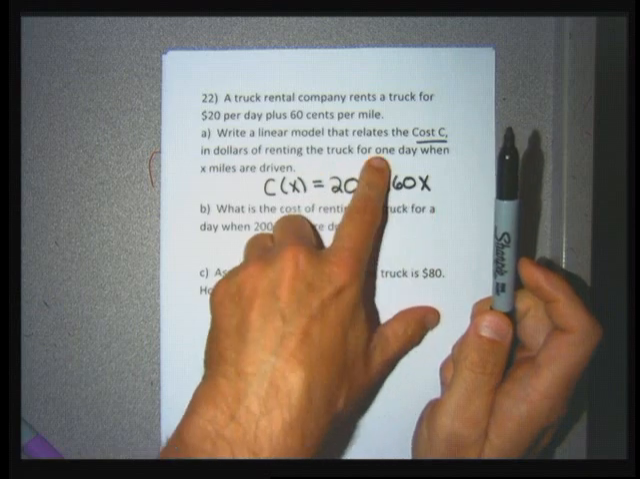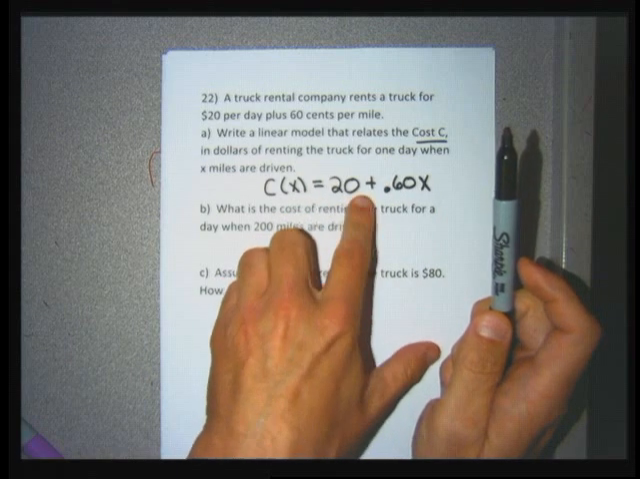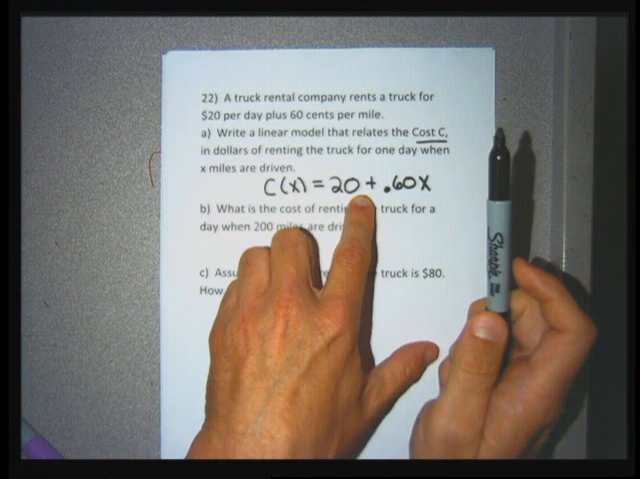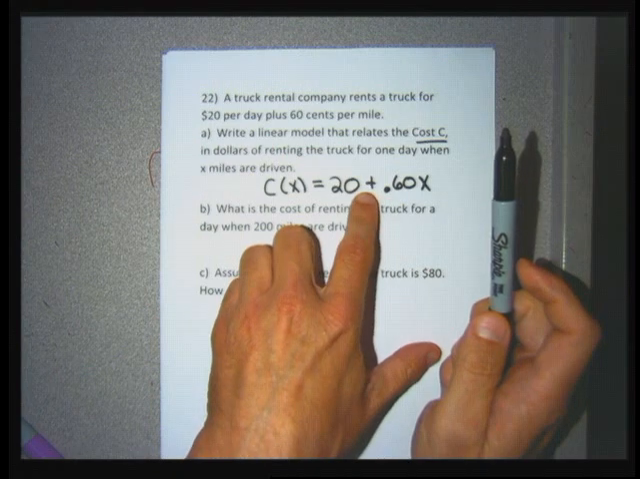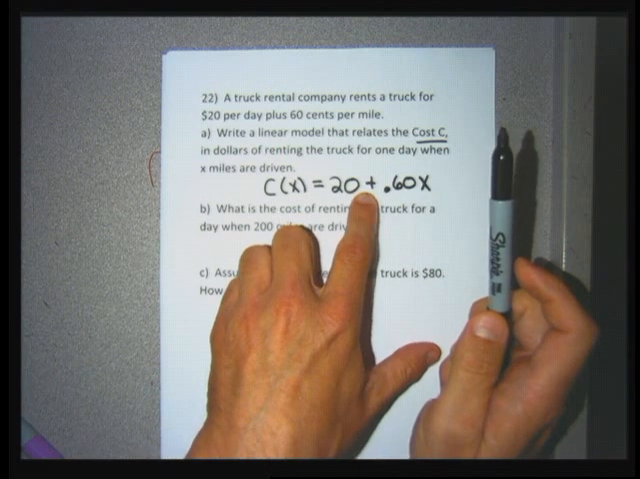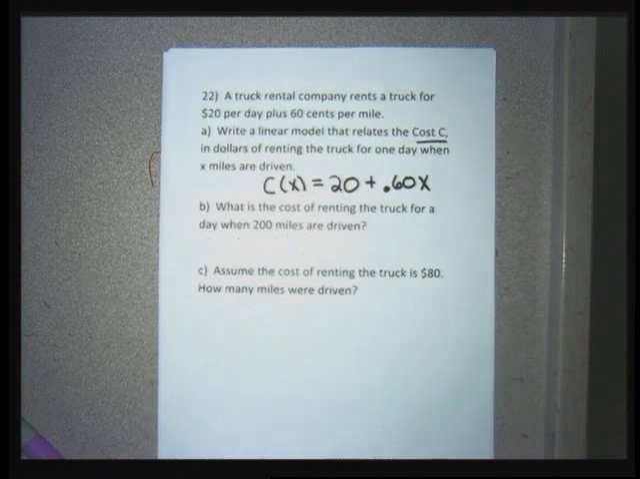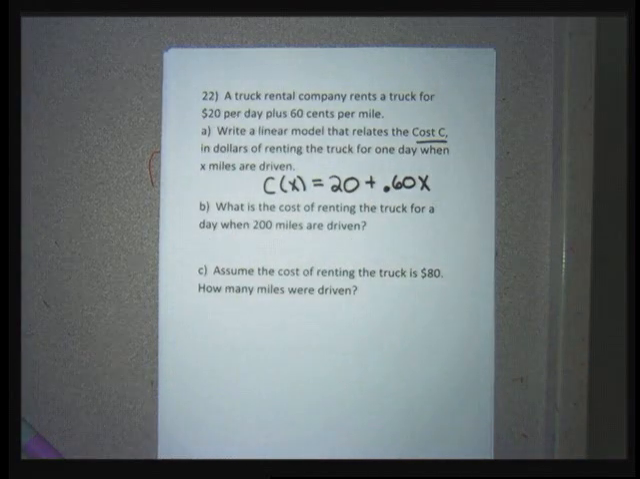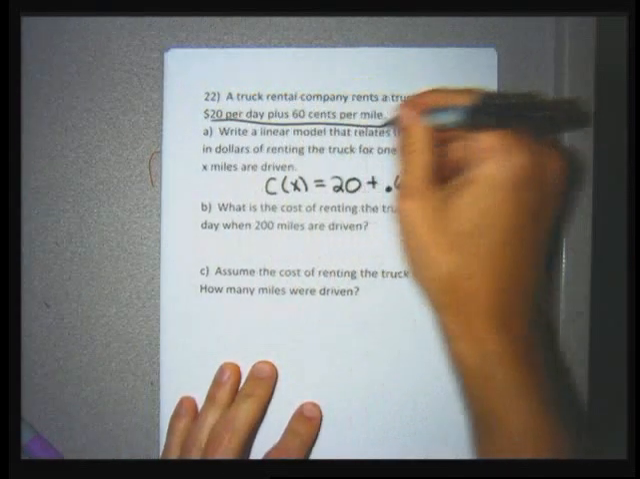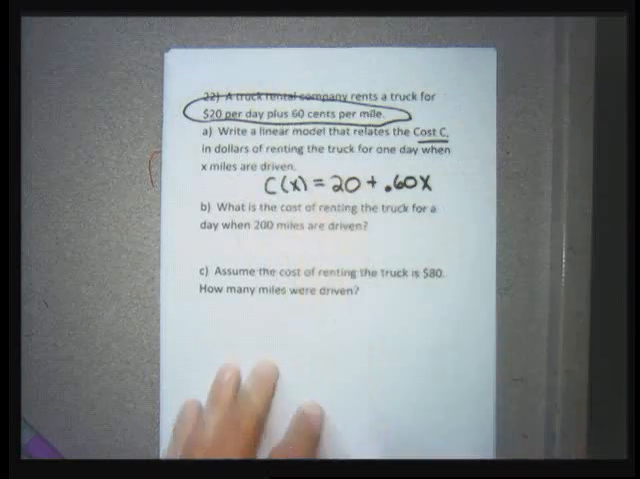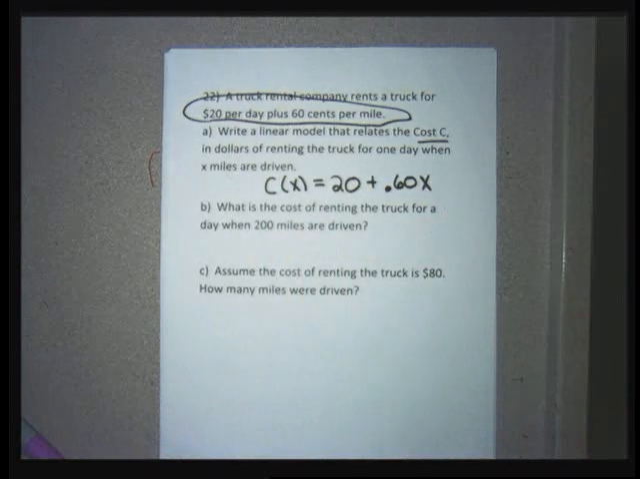And because I'm only doing the cost per 1 day, I don't need a letter after the 20. It could be 20D plus 0.60X if it wasn't for just 1 day. But because I'm only renting for 1 day, this is a perfect cost function. 20 plus 0.60 times X, that's the $20 per day plus the 60 cents per mile. And that's it. So it just gave me the equation without any need to come up with points. And now I'm going to answer the questions.